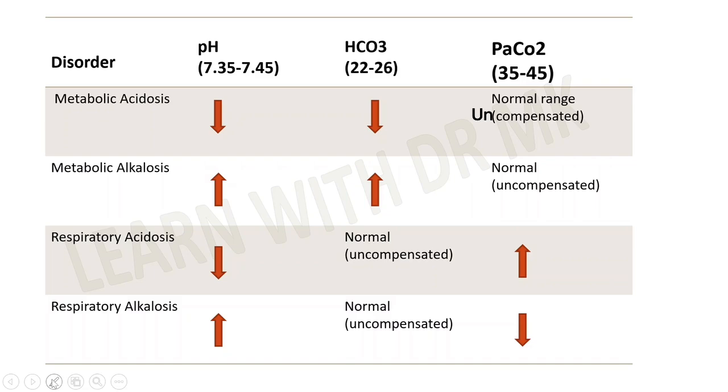So the bicarbonate should be either in the normal range, which is uncompensated, but when compensated, it should be on the higher side. On the other hand, in respiratory alkalosis, the pH should be more than 7.45 and partial pressure of carbon dioxide should be less than 35, and bicarbonate is normal in uncompensated, but when it is compensated, it should be on the lower side.